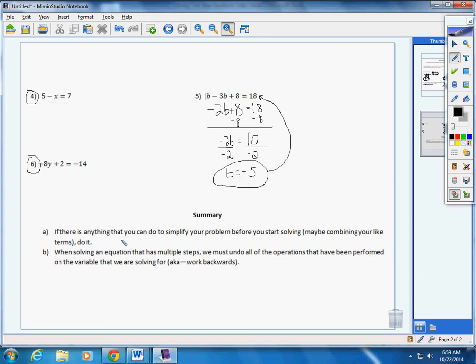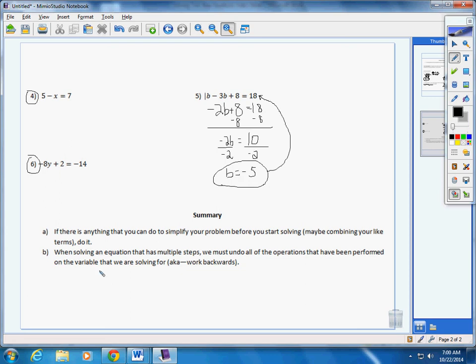Alright, to sum up, if there's anything you can do to simplify your problem before you start solving, for instance, maybe combining your like terms, you should do it. It's going to make your life easier. So like in number 5, we combined like terms because we could. In our first couple of examples, there was nothing you could do. So okay, skip step A.